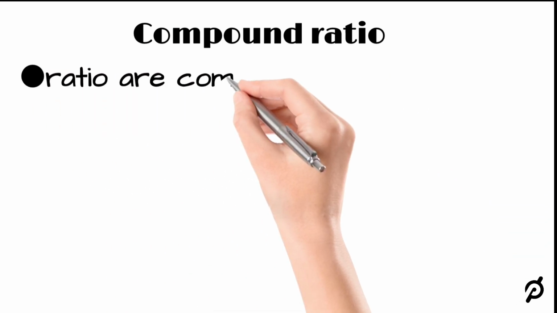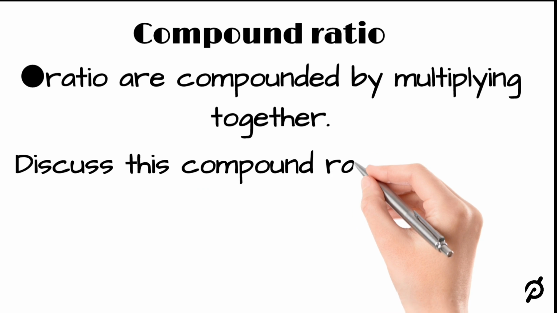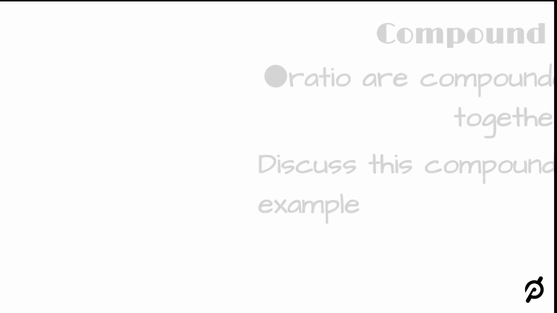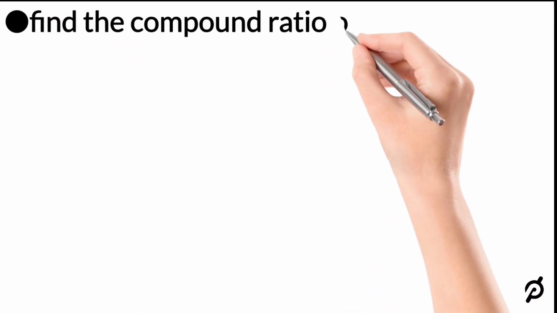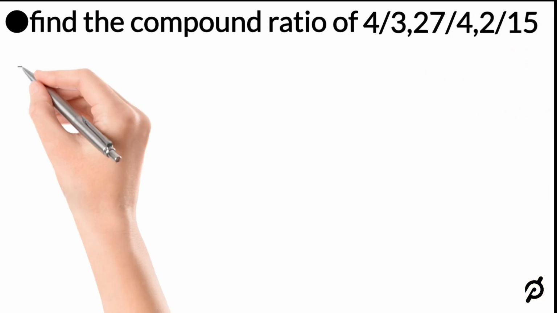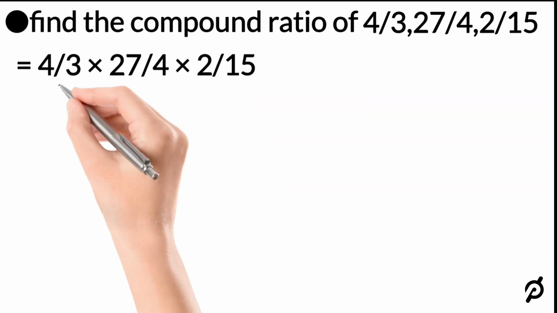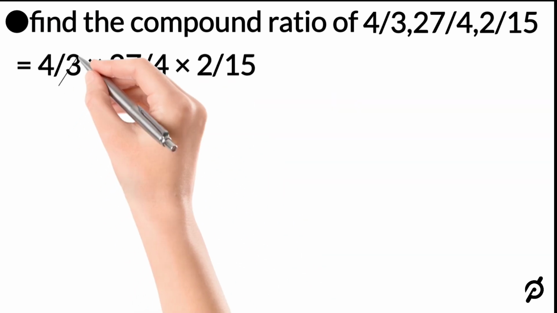Compound ratio. Ratios are compounded by multiplying together. Discuss this compound ratio using an example. Find the compound ratio of 4 by 3, 27 by 4, 2 by 15. 4 by 3 multiplied by 27 by 4 multiplied by 2 by 15.